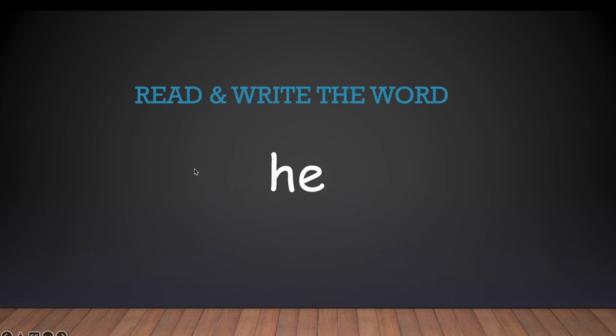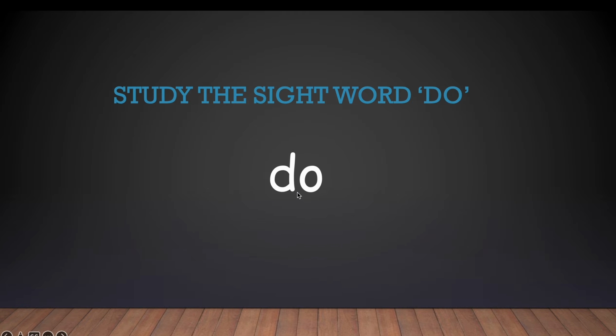Good job. Let's get ready to read and write the word he. Let's start at the top and go a straight line down, up, round, and down. And then let's write our letter E. Over, up, and around. Let's read the word he.